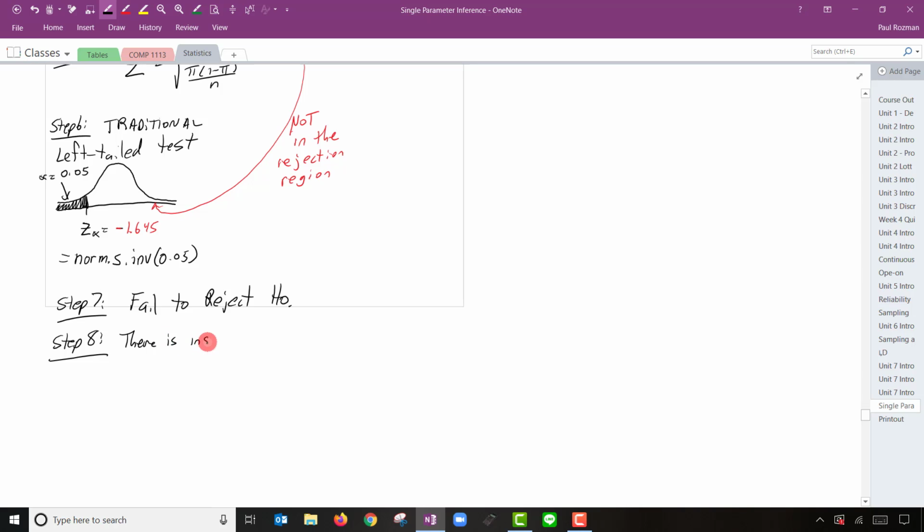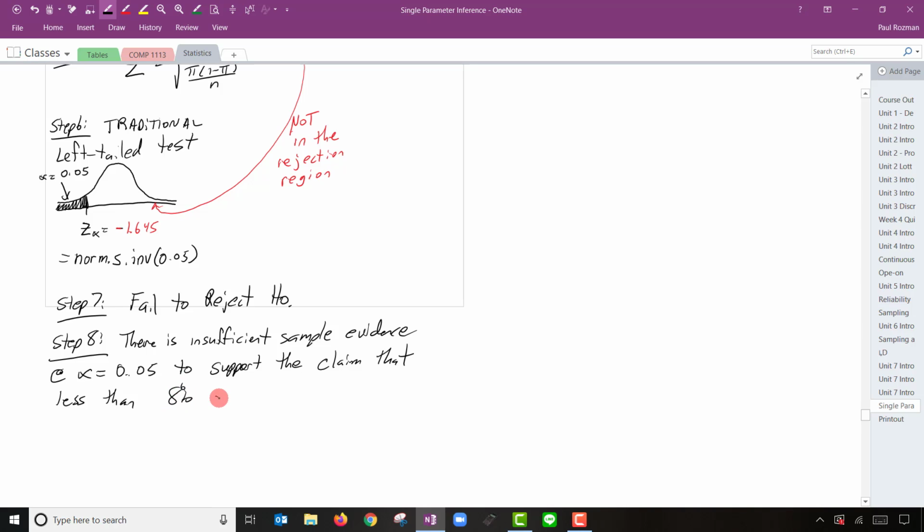There is insufficient sample evidence, at least at alpha equals 0.05, to support the claim that less than 8% of the windows are delivered damaged.